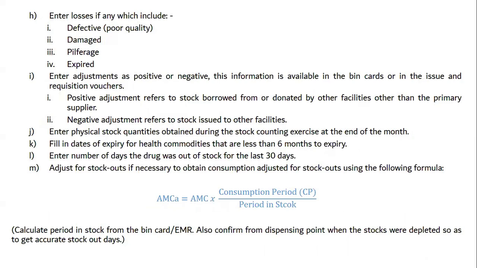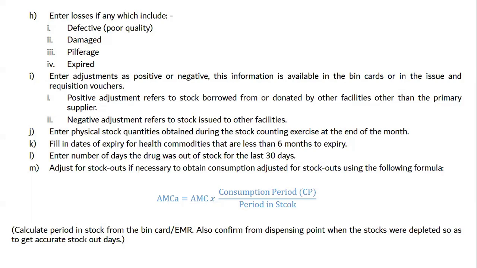Thank you. So in case of any losses, you also have to indicate if they were defective, damaged, pilferage, or expired. Then you insert any adjustment you might have made, positive or negative. This information is available in the bin cards or in the issue and requisition folders.